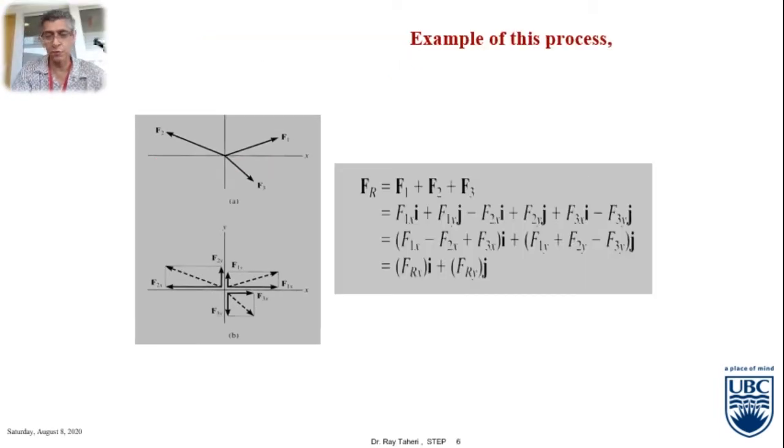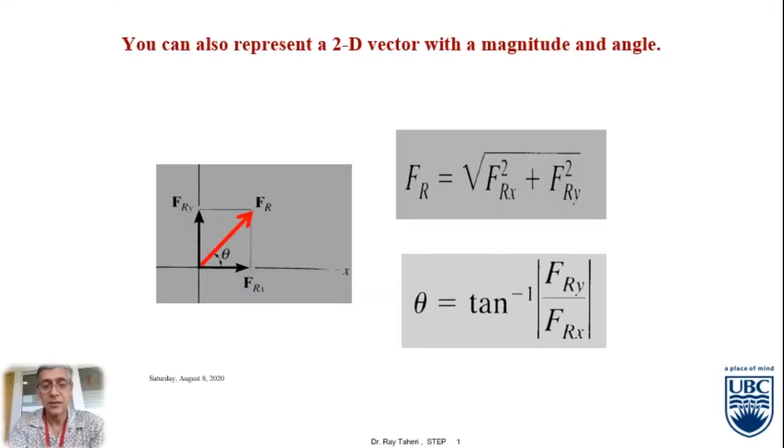So we will have a few examples here. This is exactly what we have here. So you can see that f1x, and we have f2x. Don't forget this is negative, the canceling, and f3. So these are all x's, these are all y's, and you find these two, and now you have the final fx and fy. So this is the resultant Fr, and you want to know what is the direction.